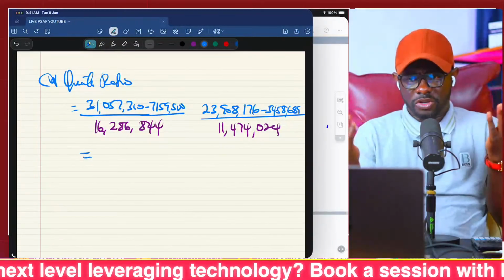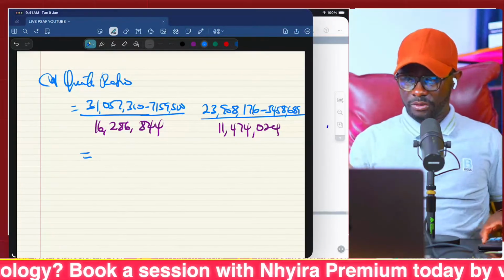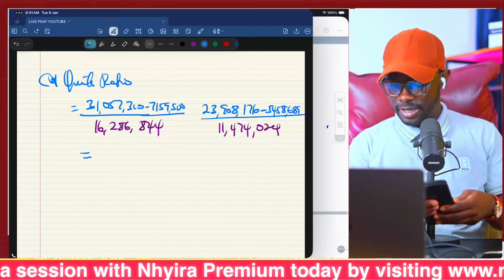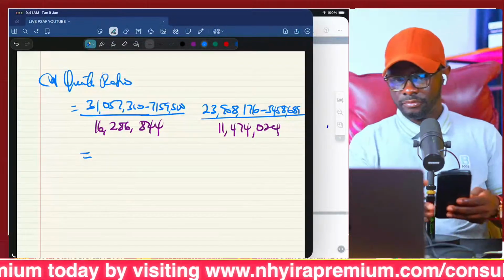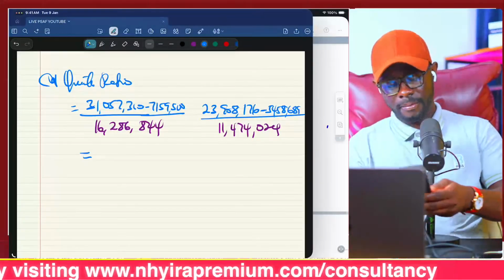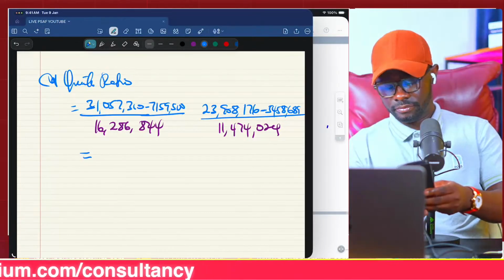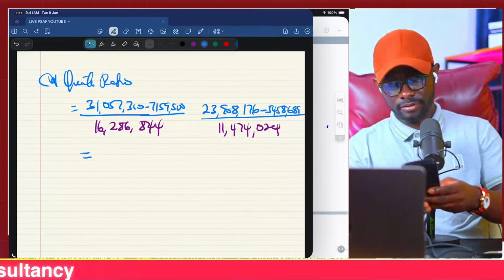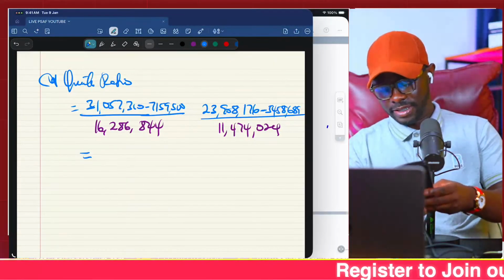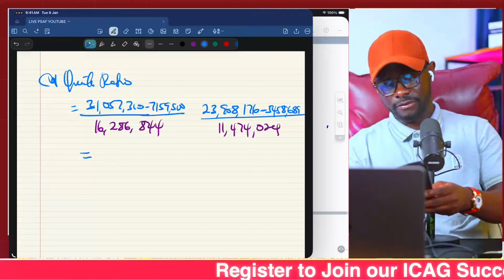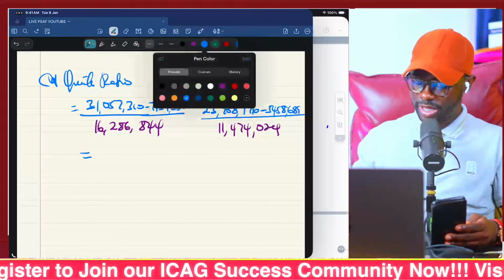Now, you know what quick ratio is measuring? The ability of the entity to pay short-term debt as they fall due. So the liquidity position of the entity, certainly. That's what is being measured here. So what do we have? 31,057,310 minus 7,159,500 divided by 16,286,844. And that is 1.47 times.